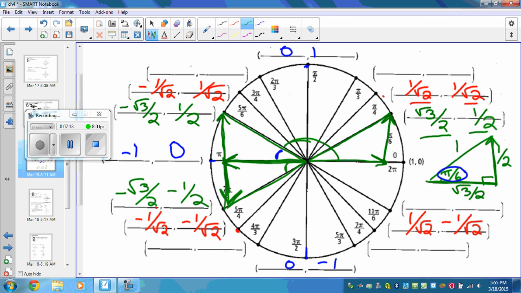Okay, and then finally this reference angle over here, the other one that has a pi over 6, 11 pi over 6. I'd have to add another pi over 6 to get 12 pi over 6, or 2 pi. So I have a positive x and I have a negative y. So positive x and a negative y.